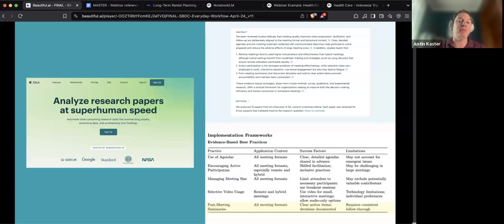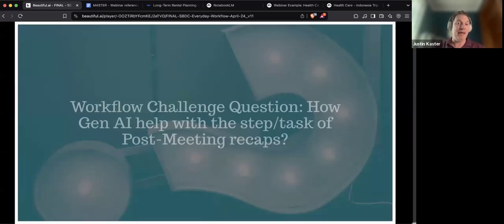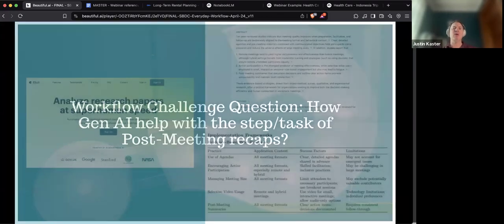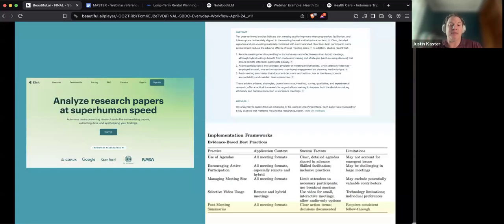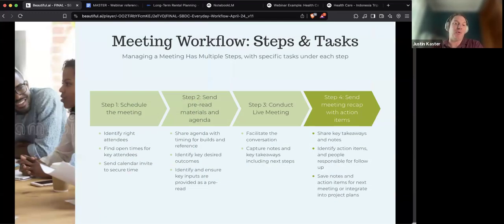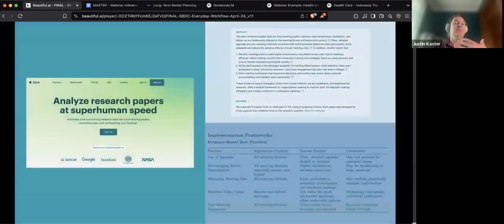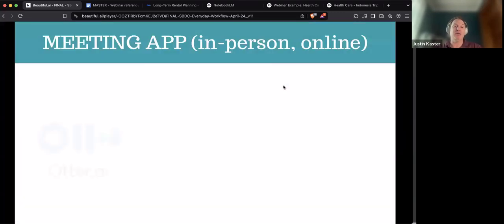And obviously post-meeting summaries are critical. When you have a super busy schedule, yeah, you want to send the recap, but sending a great recap doesn't always happen. And so that's the challenge: how can Gen AI help with this step in the process? How could Gen AI help with this area that's a best practice that I've often seen people not do in this 4-step process? Really great meeting summaries in a timely fashion.